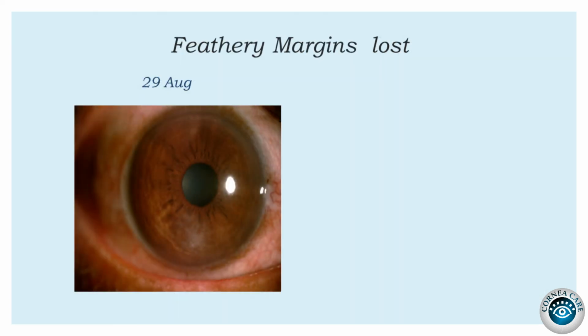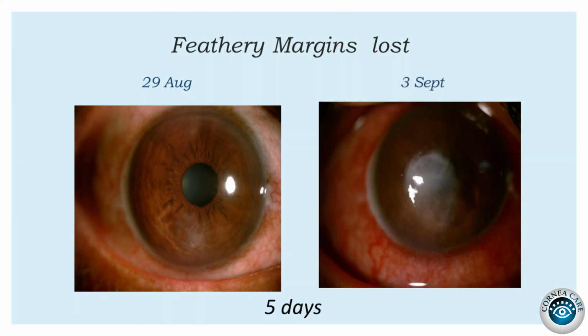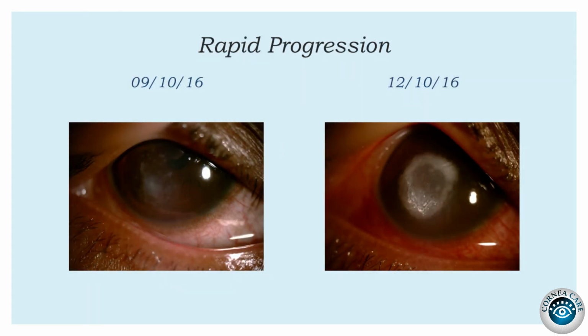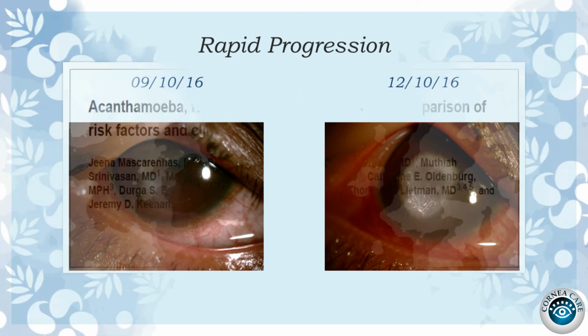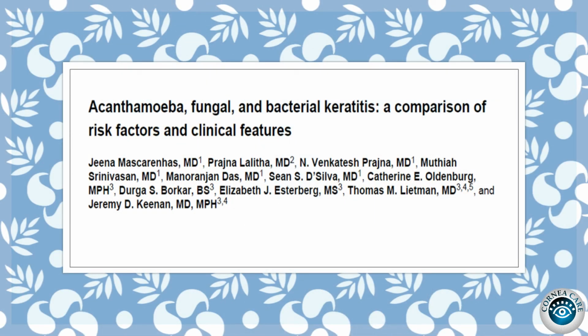Another problem is that feathery margins may not remain throughout the course. In this case, within 5 days, the ulcer had lost the typical fungal look. It's a common misconception that fungal lesions progress slowly. They can progress very fast. To further complicate the matter, we have a study where risk factors and clinical features of fungal, bacterial, and acanthamoeba were compared to know how we can differentiate between them.